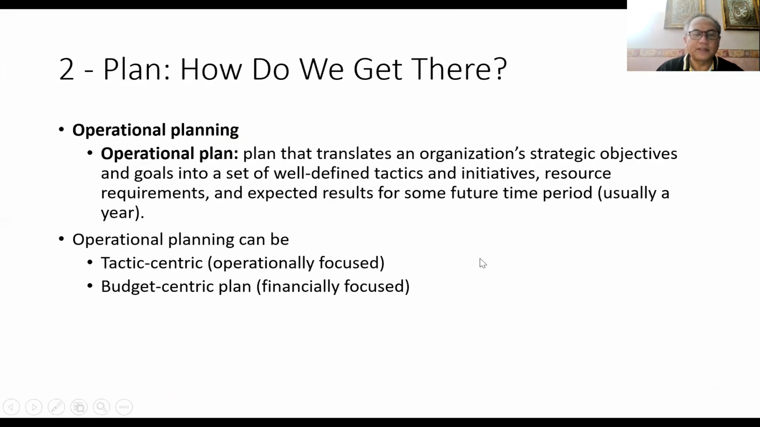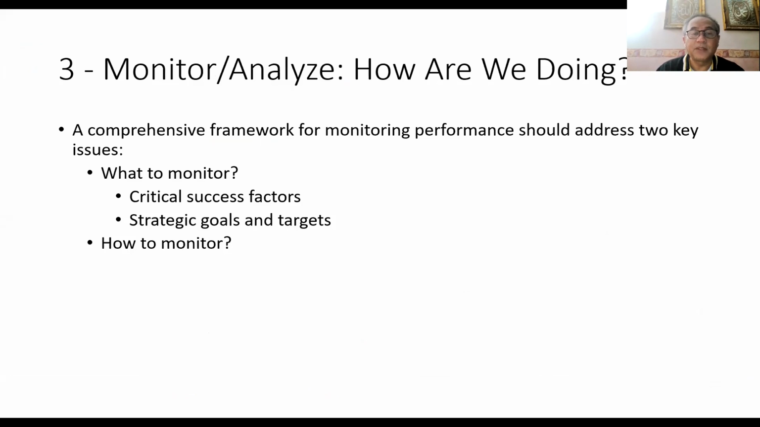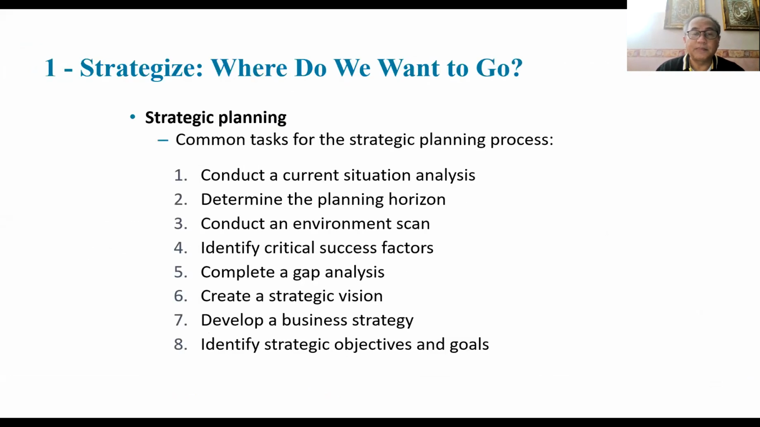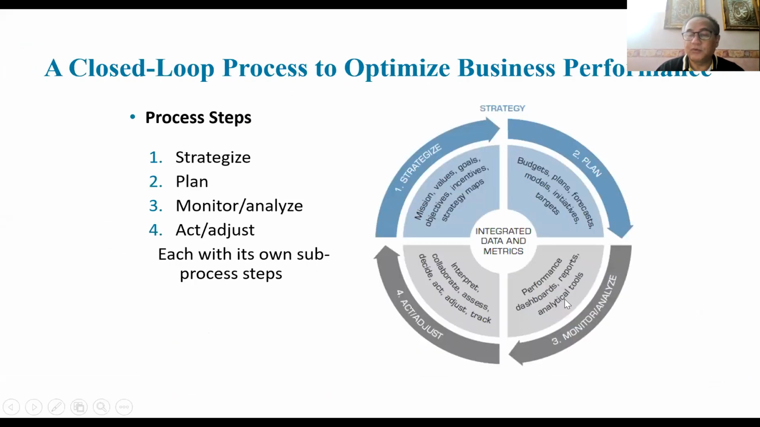Okay. So there are two types of operational planning, which are actually financial planning, budget-centric financial planning. Then the third step is to see how to monitor our performance. We have the performance dashboard. This is part of your assignment: performance dashboard reports and analytical tools. How do you monitor and analyze?